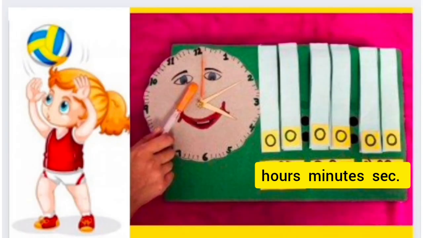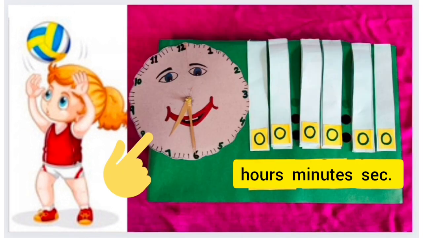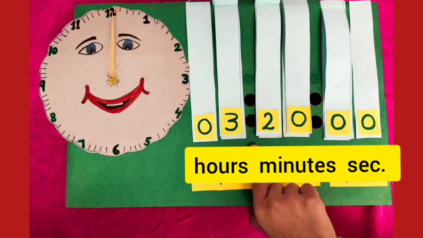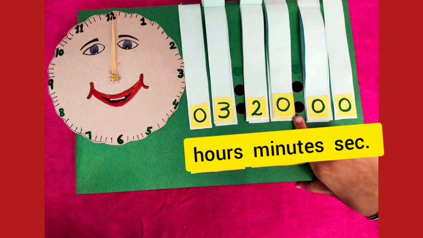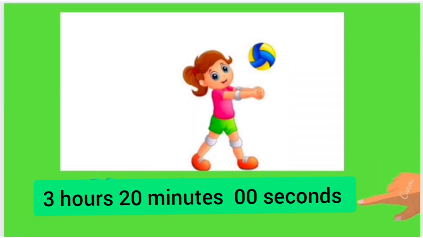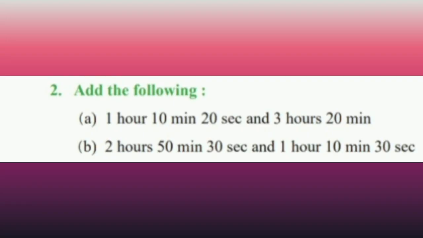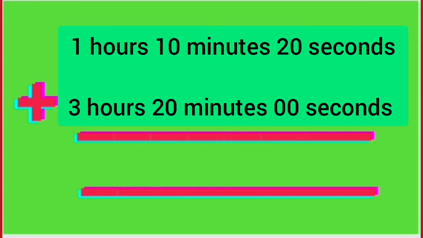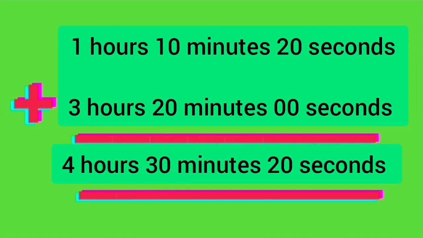She went out to play when it was 4:10:20. And then she came back. How long did she play? She spent 3 hours and 20 minutes playing. Now let's do question number 2, part A from your textbook. Add 1 hour 10 minutes 20 seconds and 3 hours 20 minutes 0 seconds. Write it like this in your notebooks. We will write hours, minutes and seconds in different columns and add them separately. After adding, we will get 4 hours 30 minutes and 20 seconds.